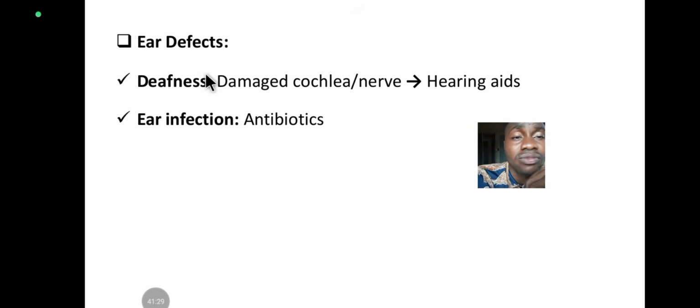Okay, the defects of the ear. The first one is deafness. We already looked at this before, and deafness occurs as a result of a damaged cochlea, or a damaged vestibulocochlear nerve, or damaged auditory nerve. Okay, and the correction of deafness is through a hearing aid. There's a kind of hearing aid commonly called cochlear implants. Okay, they implant it into the cochlea, and it picks up sound and helps the cochlea recreate and refine that sound in a version that the brain can interpret as sound.